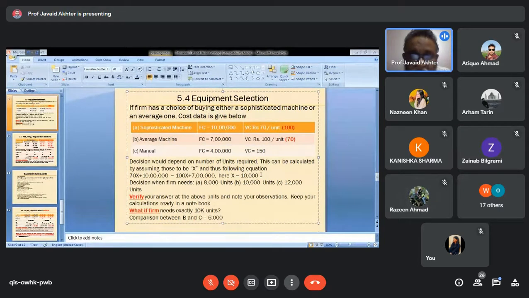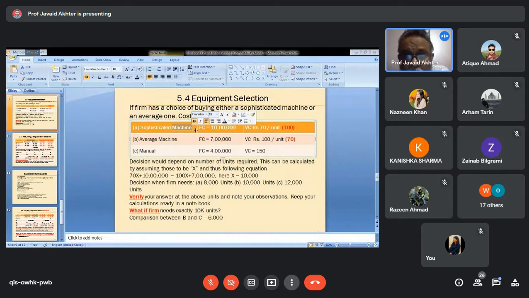Average machine. What do you do now? You assume that you need 8,000 units and work out total cost using both the machines. You will find that at 8,000, the average machine's cost was less, and the total cost of the other machine was more. When you need 10,000, you have worked out that total cost will be equal. When you need 12,000, your total cost here will be less, and here total cost will be more. Now you have a choice of 3 machines. Which one would you go for? How would you decide about this?